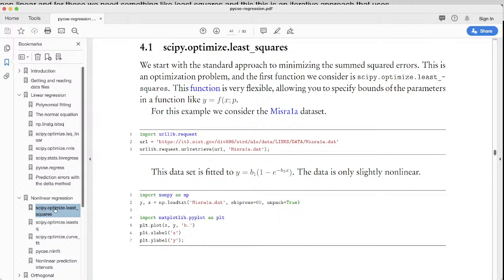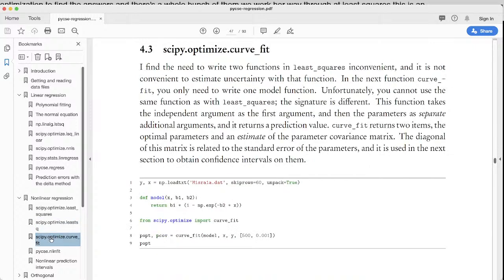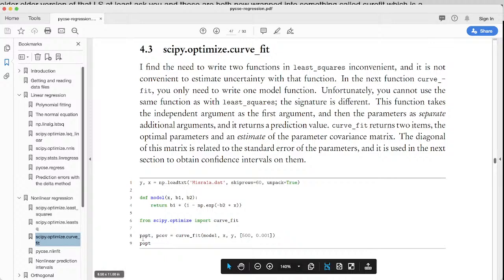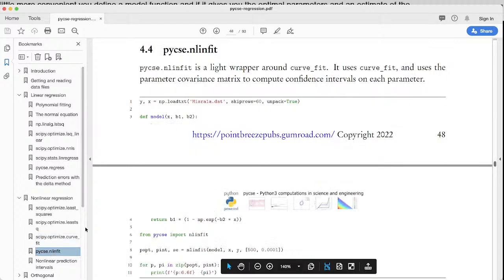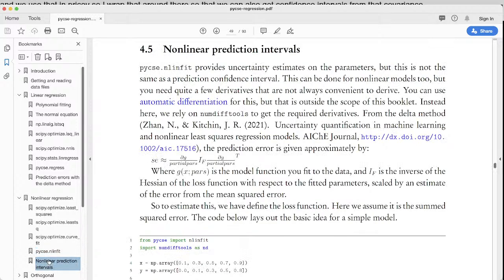And there's a whole bunch of them. We work our way through least squares. This is an older version of that, leastsq. And those are both now wrapped into something called curve_fit, which is a little more convenient. You define a model function, and curve_fit gives you the optimal parameters and an estimate of the parameter covariance. And we use that in PyCSE, so I wrap that around there so that we can also get confidence intervals from that covariance matrix. And similar to the delta method in linear regression, we can also do the delta method in nonlinear regression.